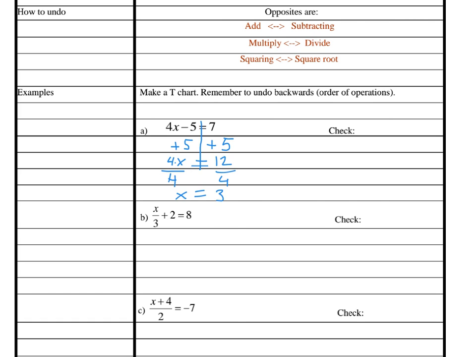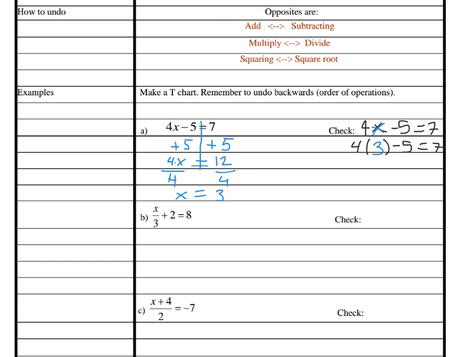So we plug it into our original equation. 4x minus 5 equals 7. But instead of x, we're going to plug in what we know x is. So 4, use parentheses when you substitute in. So 4 times 3 is what we got, minus 5 equals 7. So we're trying to see if we get a true statement.